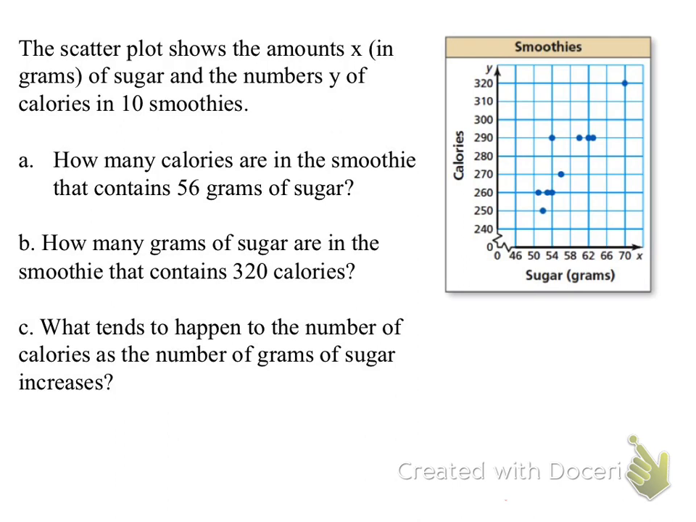All right, so the first one, it says this shows the amount of X in grams of sugar and the number of Y calories in 10 smoothies. So how many calories are in a smoothie that contains 56 grams of sugar? 270. How'd you get that? Because I looked at the graph and I saw. And you found what first? I found the sugar, the grams of sugar, which is 56. 56, and then you followed it up, and we got to here. Okay, so 270 is the calories.